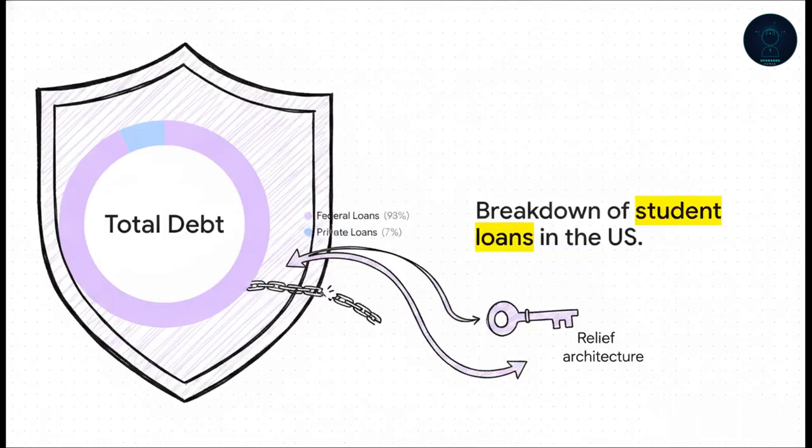Now, when we say student debt, we actually aren't talking about one uniform monolith. The vast majority of this structure, nearly 93% of it, is comprised of federal loans, which are managed and held by the U.S. government. The remaining 7%? That represents private student loans from banks and private lenders. And this distinction is literally the most important structural division in the entire system, because the relief architecture we're about to explore is almost entirely built on that federal side.